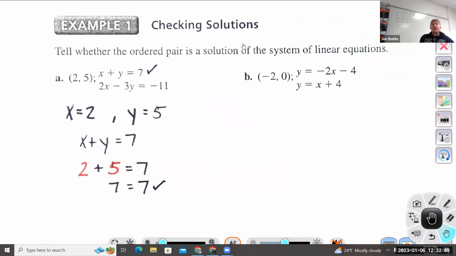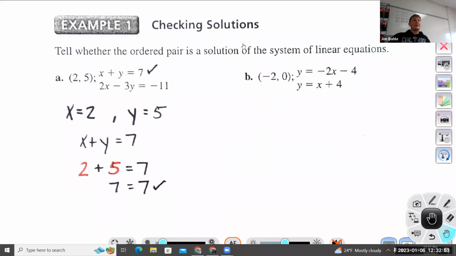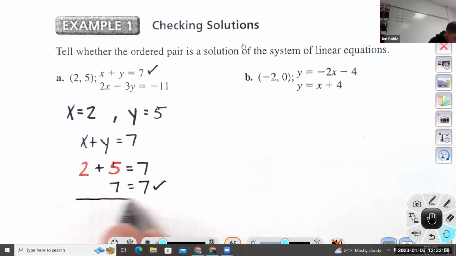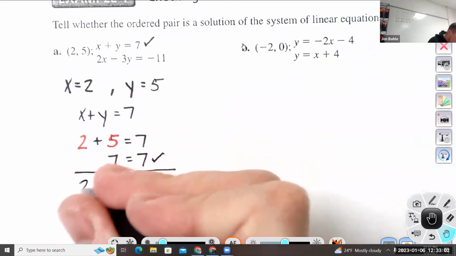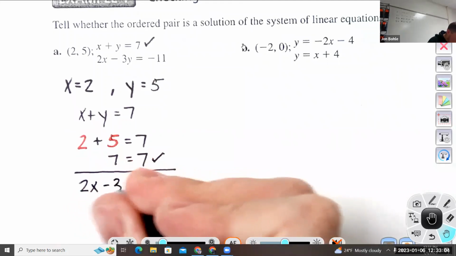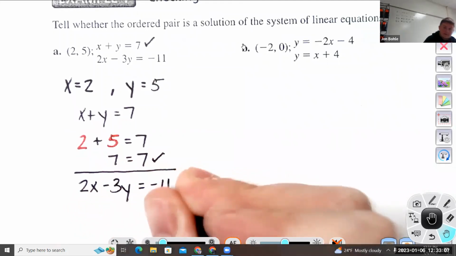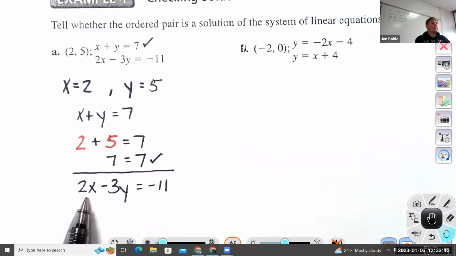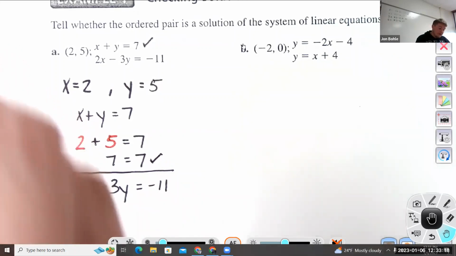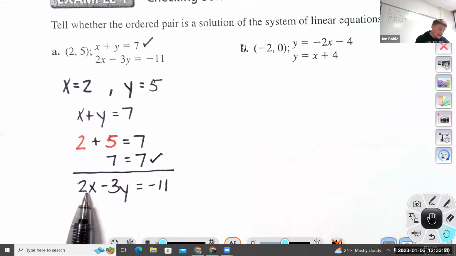We're good. But for it to be a solution to the system, it has to be a solution to the top and also a solution to the bottom one. So now we just have to check the bottom one. Same thing, just with the bottom equation. 2x minus 3y equals negative 11. When I have 2x, that means 2 times x. That's how you would solve. But this one, we're not solving anything. We're just plugging in and checking.